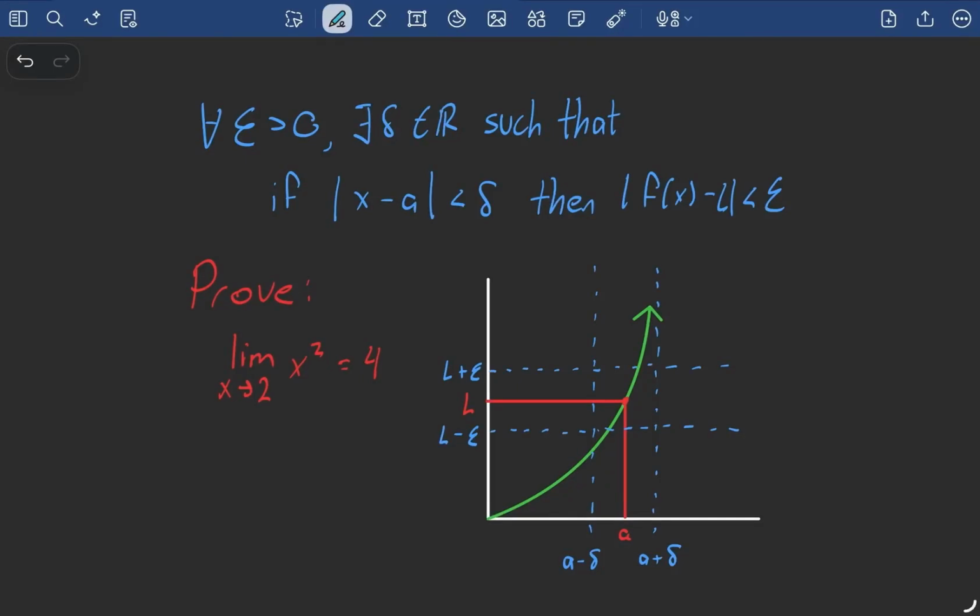Hey everybody, today we're going to be learning about delta epsilon proofs and function limits. Let's get into it.